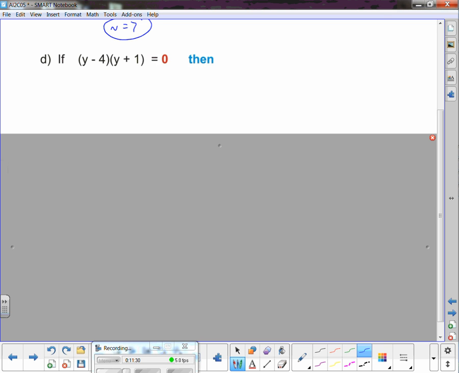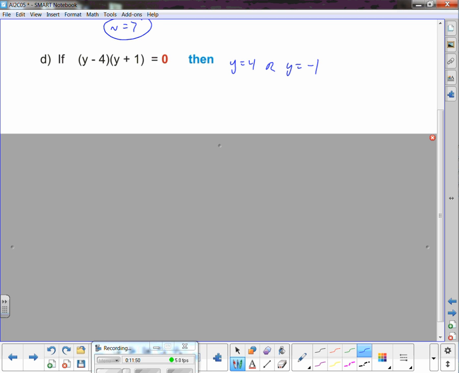Abigail? Abigail says then y must equal 4. Anybody agree with Abigail? 4. You should be agreeing, 4 is correct. Is that it? Is there something else? Hunter? Or y equals negative 1.